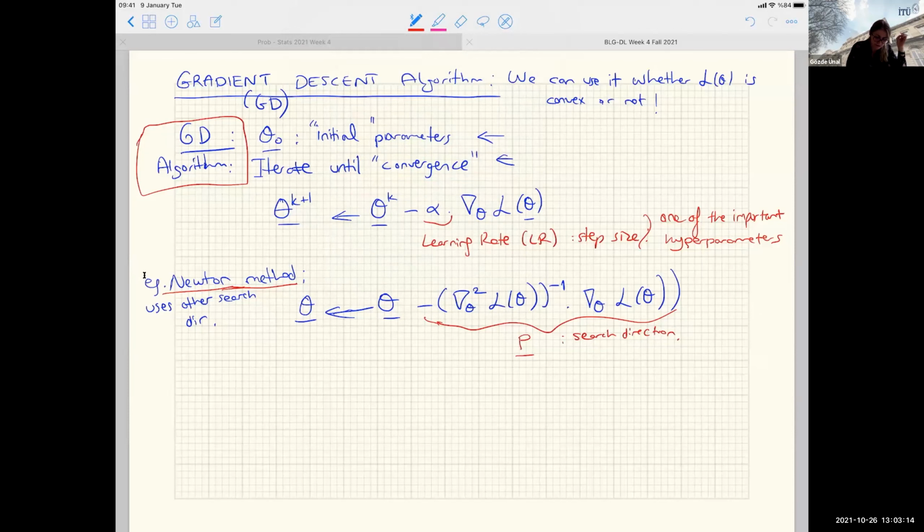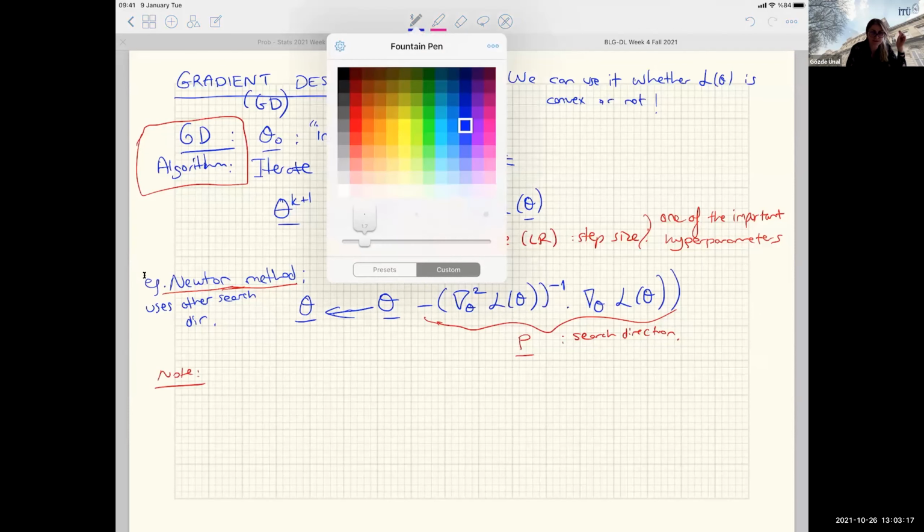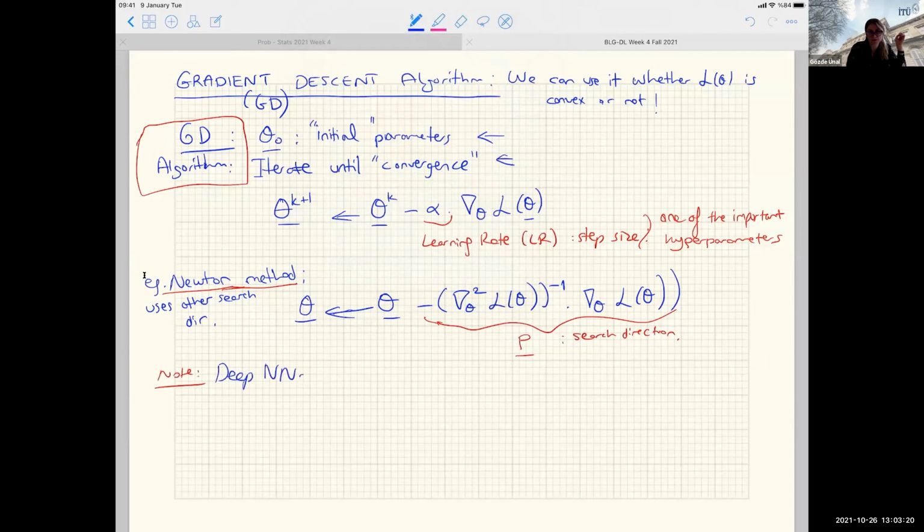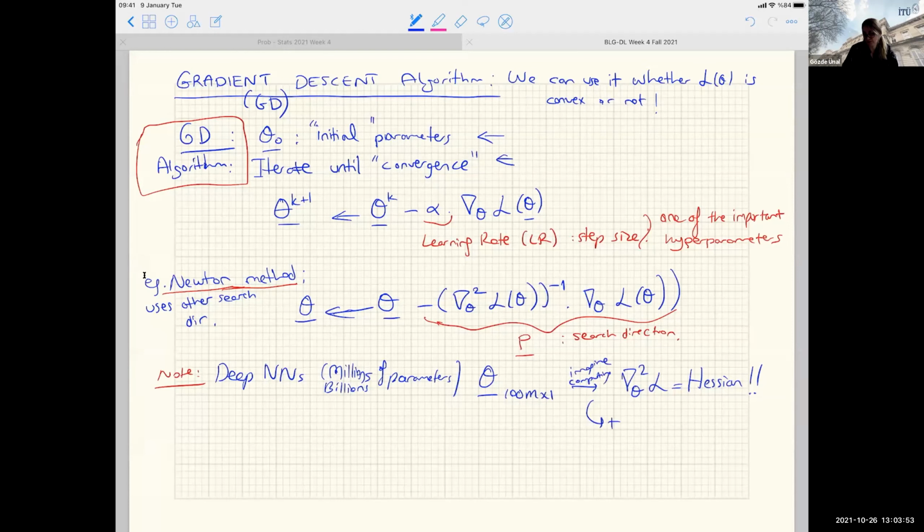But our focus here is deep neural networks, with millions or billions of parameters. So theta is, let's say, 100 million by 1. Imagine computing the Hessian, and also inverting it. This is really a problem.